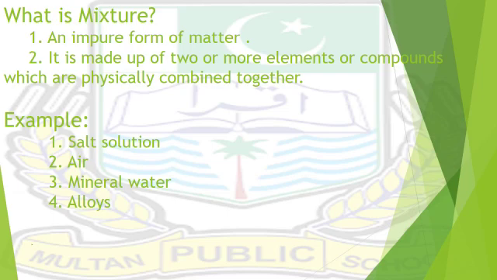Students, here are some examples of mixtures: salt solution, air, mineral water, and alloys. Salt solution is the mixture of two compounds, salt and water. Air is the mixture of different gases. Mineral water is the mixture of minerals and water. And alloys are formed by mixing metals with a small amount of other metals or non-metals to make them stronger and harder than the pure metal.